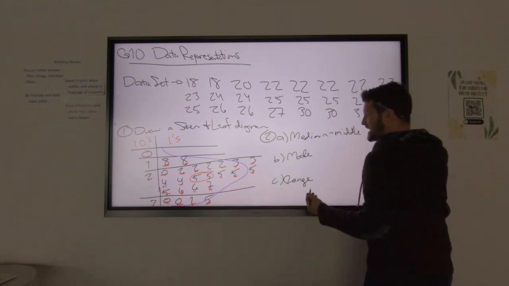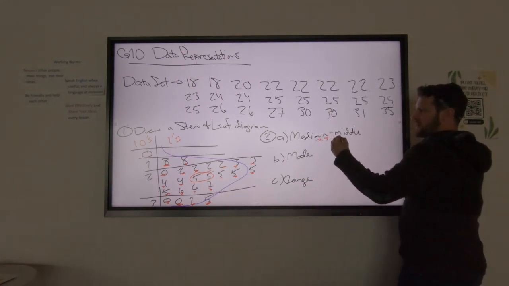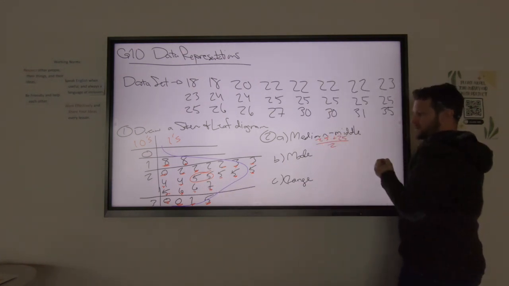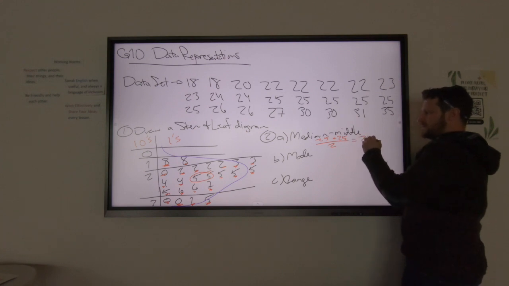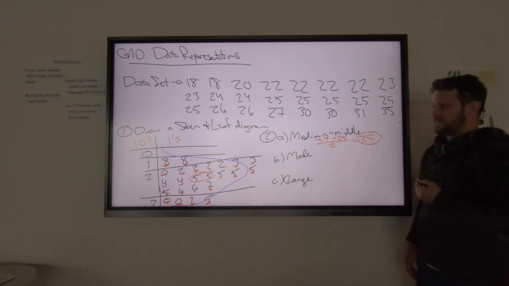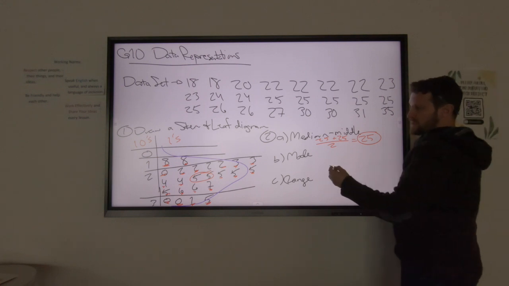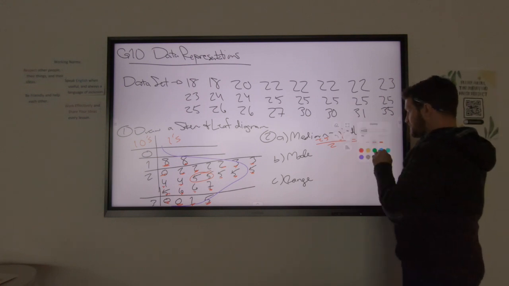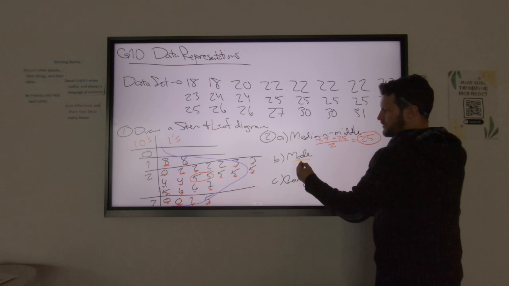But if these were different data points, I would take 25 and 25, and I would average them. And in this case, we get 25. So that's our median. The mode is the most common. So to find the mode, I'll do mode with yellow.